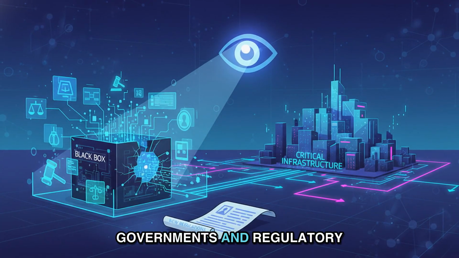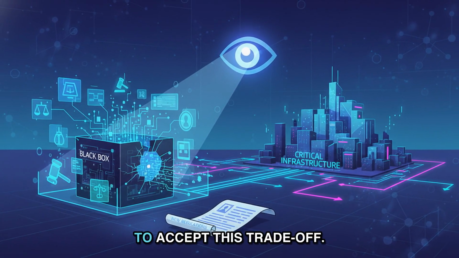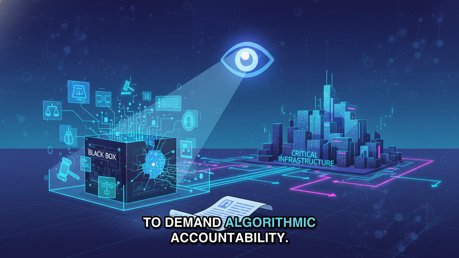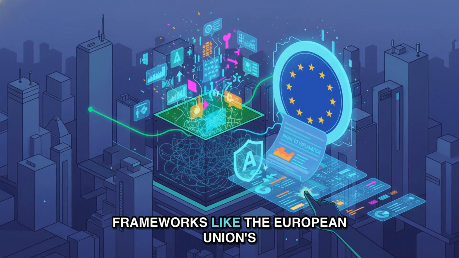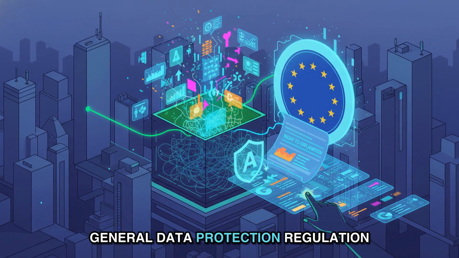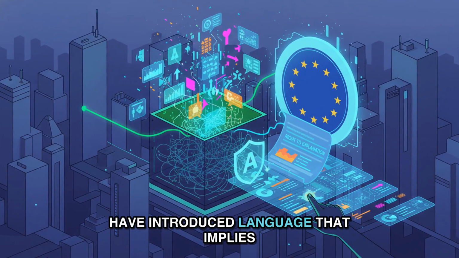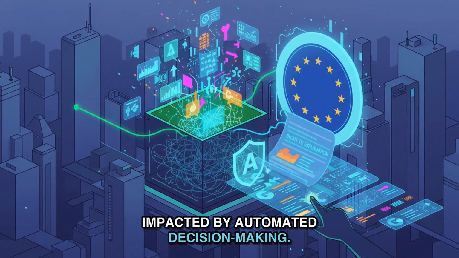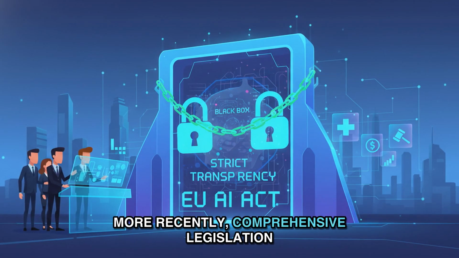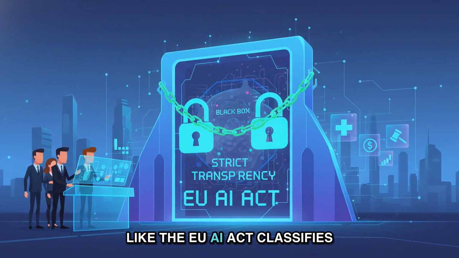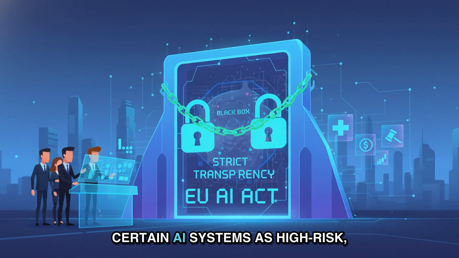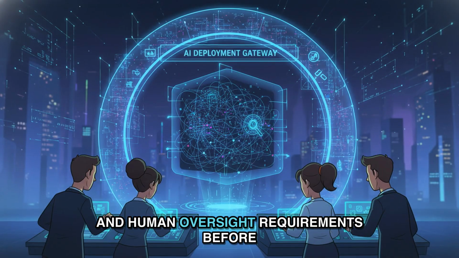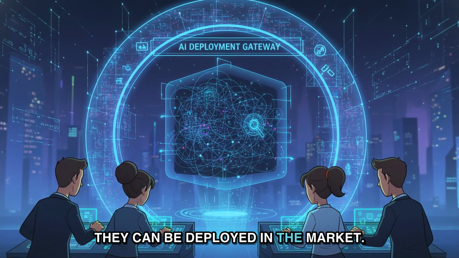However, governments and regulatory bodies are no longer willing to accept this trade-off. The legal landscape is shifting rapidly to demand algorithmic accountability. Frameworks like the European Union's General Data Protection Regulation have introduced language that implies a right to explanation for citizens impacted by automated decision-making. More recently, comprehensive legislation like the EU AI Act classifies certain AI systems as high risk, mandating strict transparency and human oversight requirements before they can be deployed in the market.